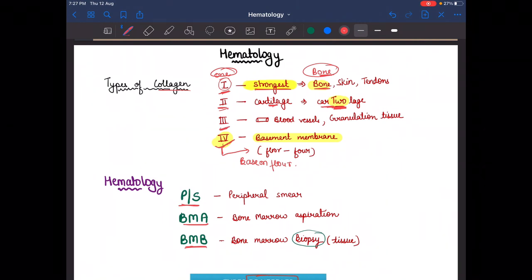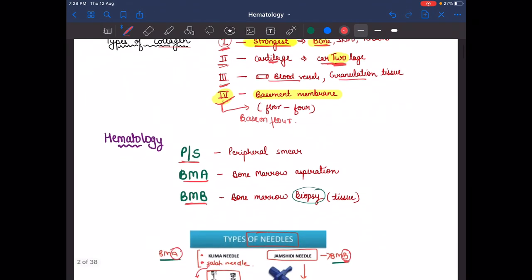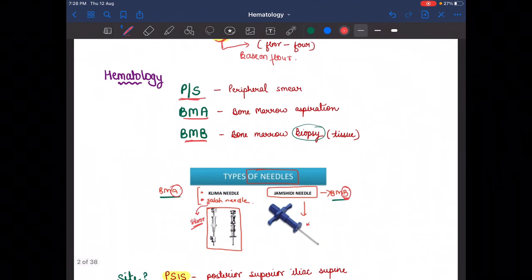And type 3 is present in the blood vessels and granulation tissue. In hematology we use these three symbols like PS, BMA and BMB. PS stands for peripheral smear, BMA stands for bone marrow aspiration, BMB stands for bone marrow biopsy, which is done for the tissues.